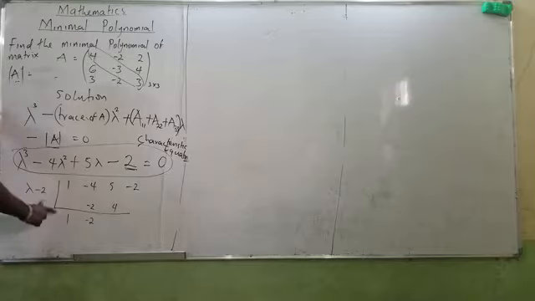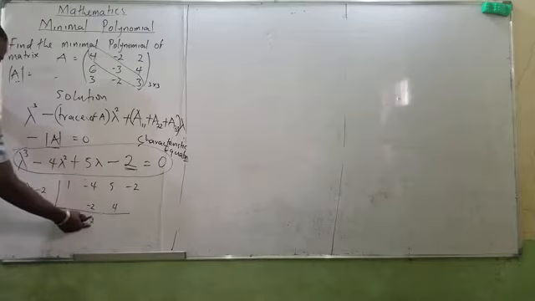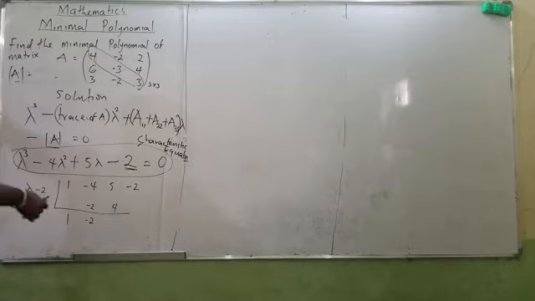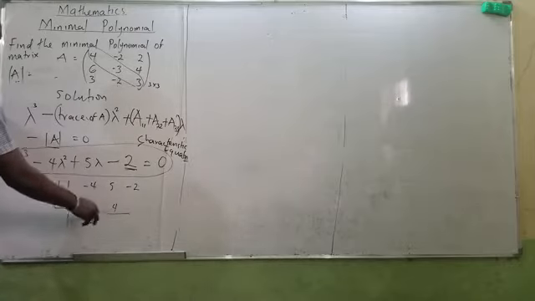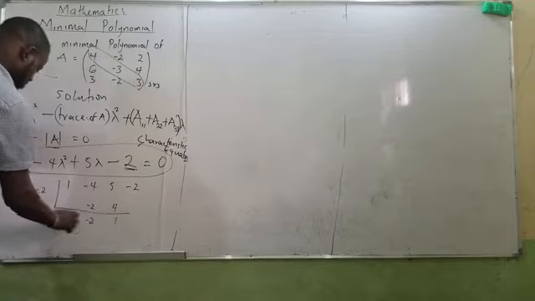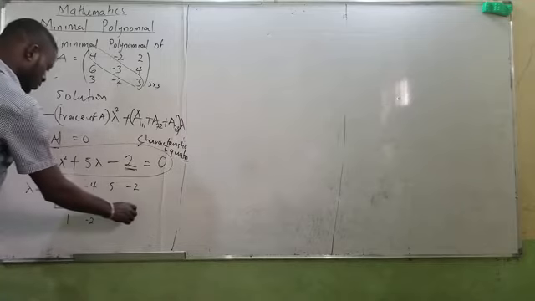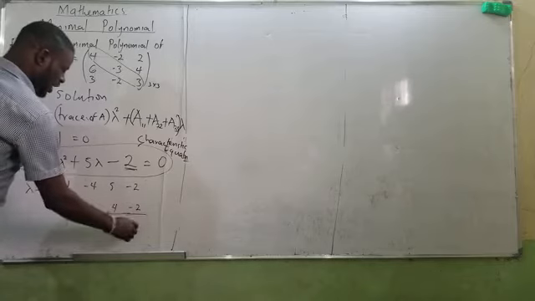Any mistake? 1 times this, it will be what? And this minus, it will be minus 2. This times this, it will be what? 4. Now, it will be 4, yes. This minus this, it will be 1. This times this, it will be minus 2, which is, I will be having 0.